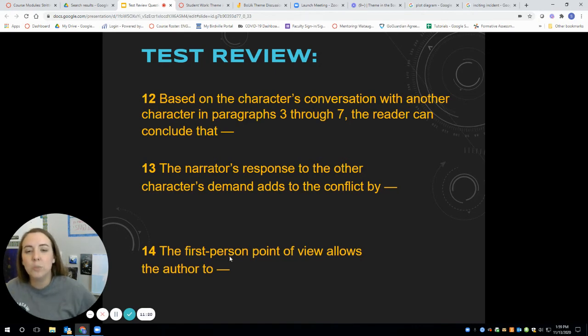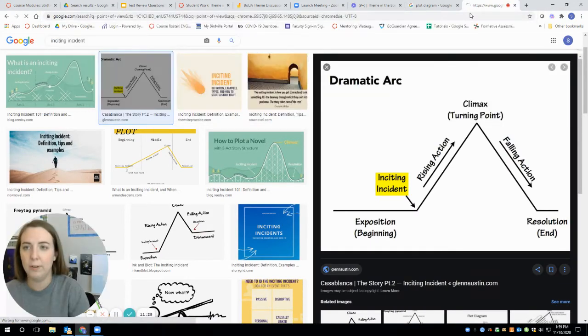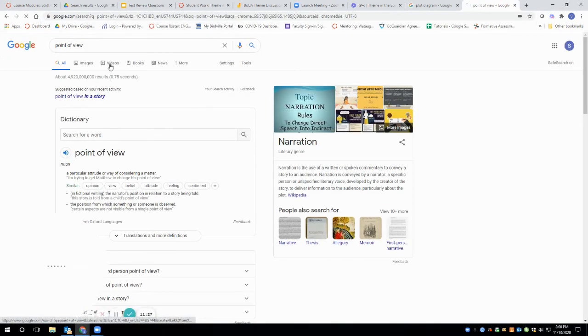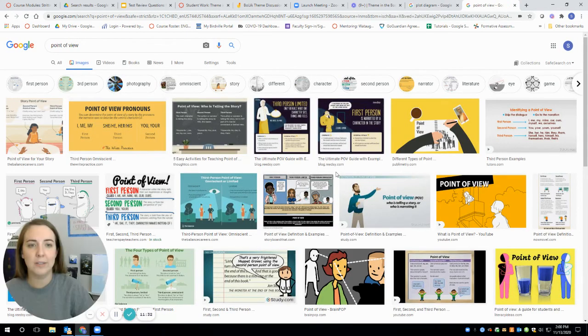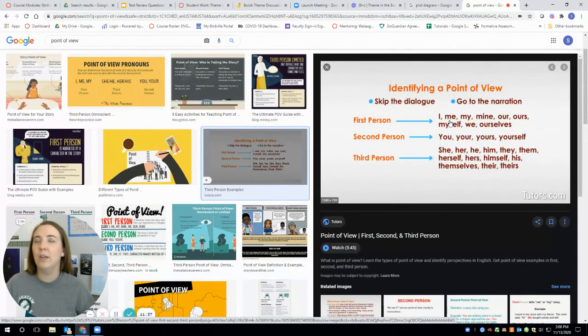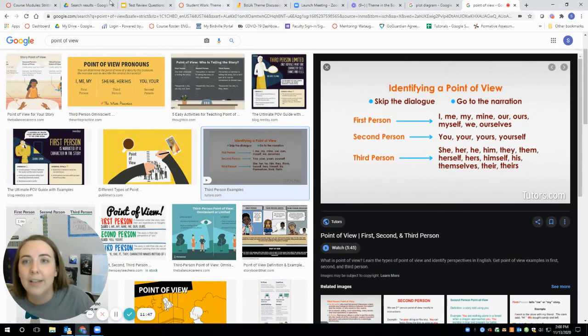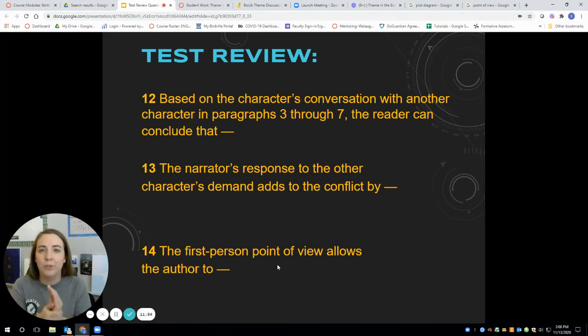Number 14: the first person view allows the author to... So when we are looking at point of view, a little bit of a review here, there's first person, second person, and third person. There's two types of third person: limited and omniscient. When we use first person, the narrator is the one that's talking. So you'd say, I went to the grocery store today. I got in a fight. My juice was spilled everywhere. First person is really cool to answer this question because it allows us to get in that character's head. We are thinking and feeling right along with that character in real time.